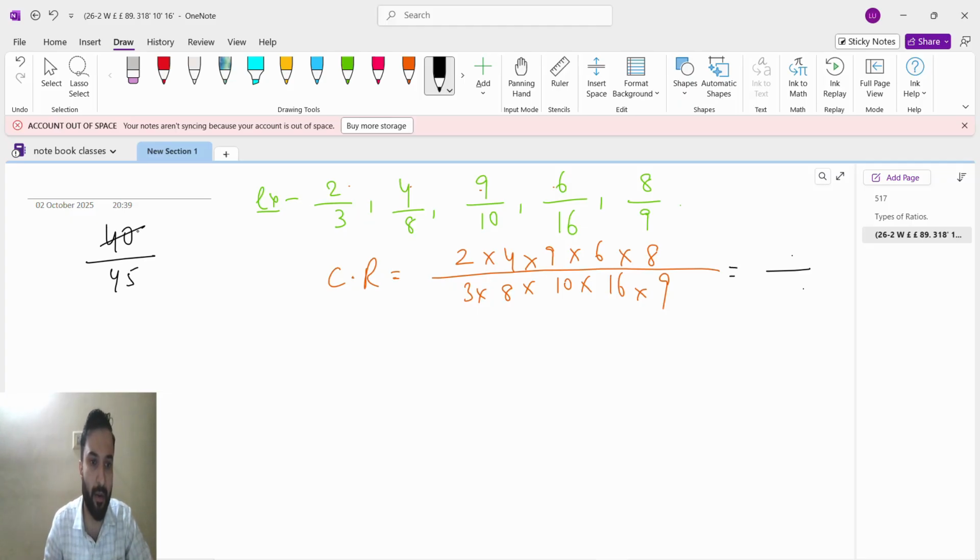So we will cancel it, we get by 5. So 8 5s are 40, 9 5s are 45. So this is the ratio, 8 is to 9. So this is what we have to do, write the ratio in the simplest form.